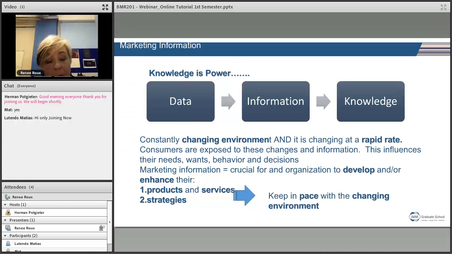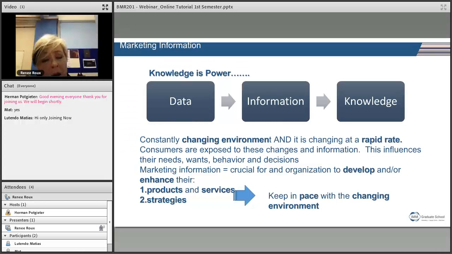Now, these three are all very important. Why? Because the environment is constantly changing, and it changes at a rapid rate. And it's not only changing for the organizations, but all those changes also have an impact on consumers, because consumers are constantly exposed to these changes. And these changes influence consumers' behavior, their lifestyle, and also their needs and wants. So what it in essence means is that consumers are changing all the time.